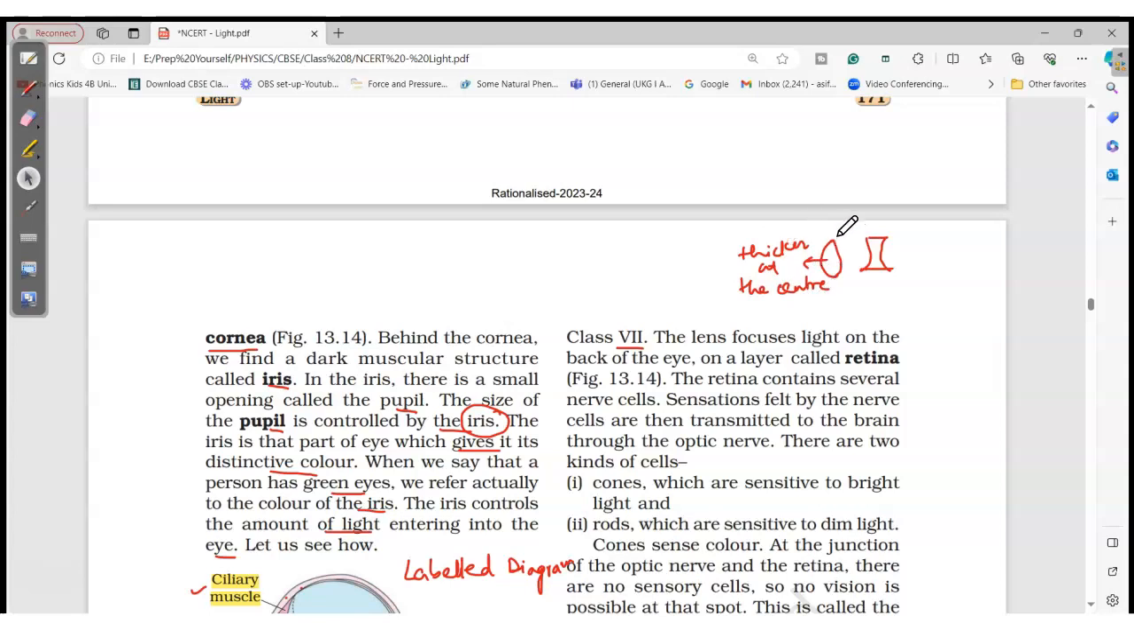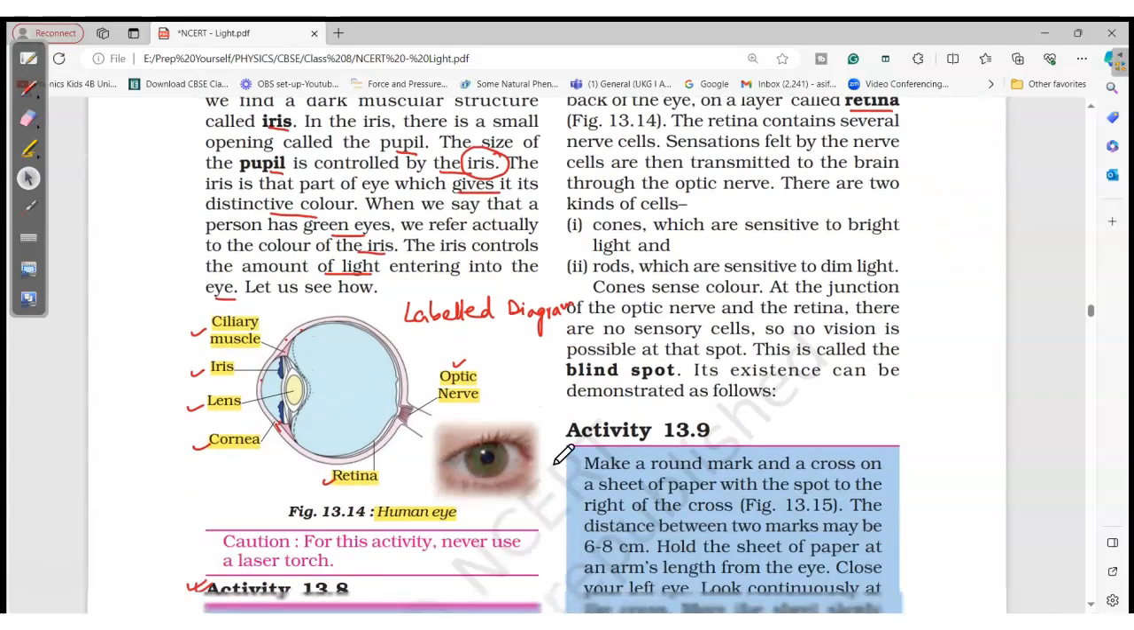And in our eye, what kind of lens do we have? A convex lens, which is thicker at the center. All right. The lens focuses light on the back of the eye, that is on the retina. So whatever light is falling on the lens, what does it do? It focuses it on the retina.